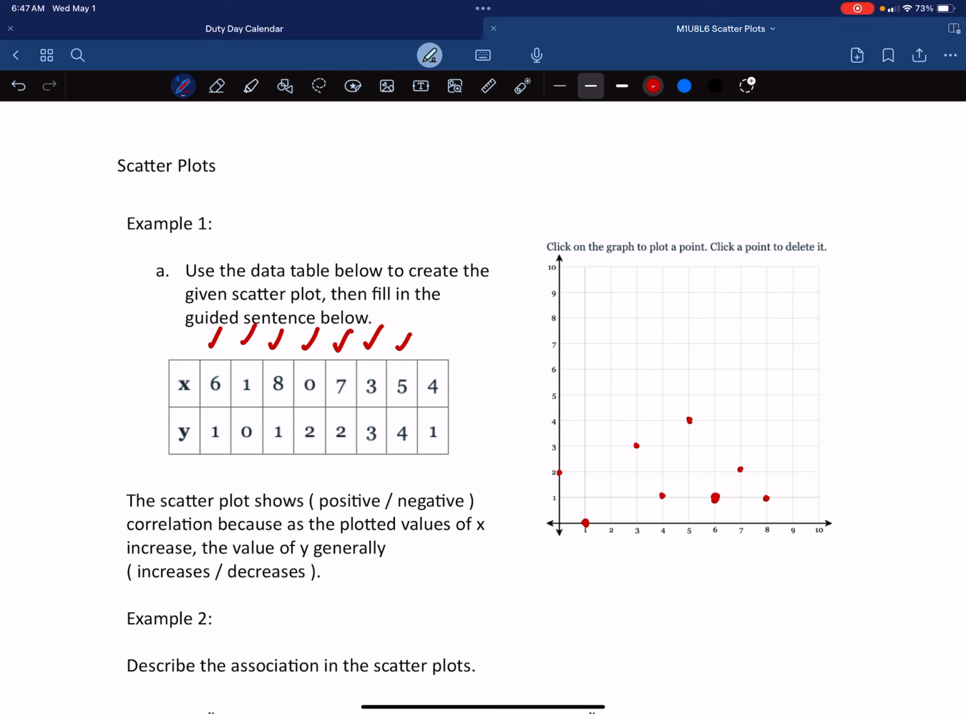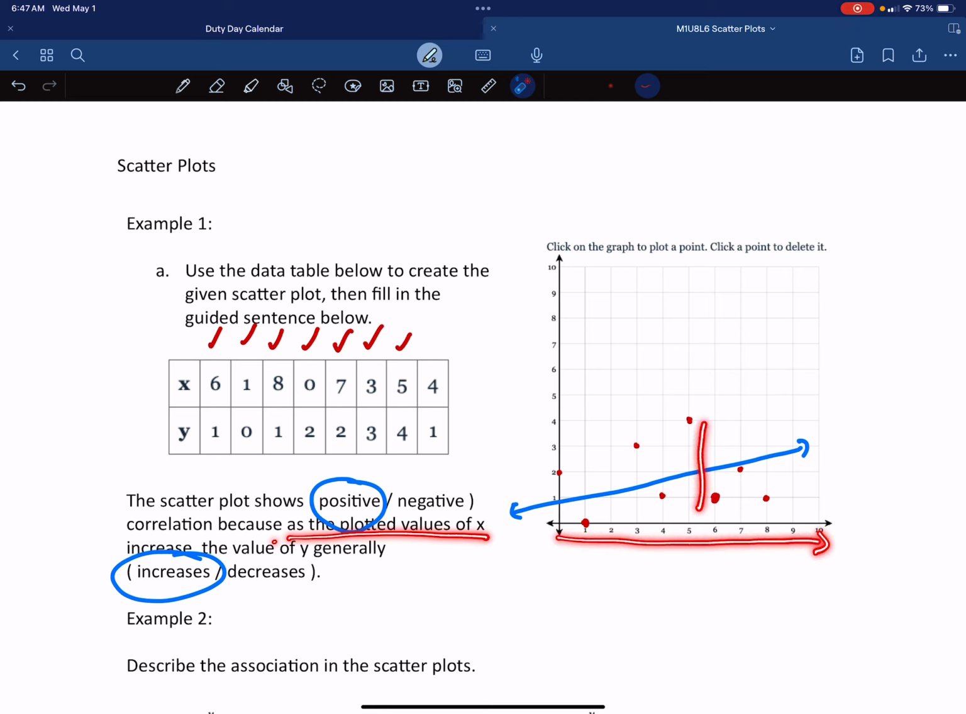Okay, so now we just need to fill in the sentence, right? The scatter plot shows a positive or negative. To me, looking at this, we're looking at a general positive, very slight correlation, because as the plotted values of x increase, the value of y generally increases, right? So we have a positive and increases. What this part is saying is, as we're going this way, my plots are generally increasing. You can see how I'm in general going up as we go from left to right. That's all this is asking for, okay?